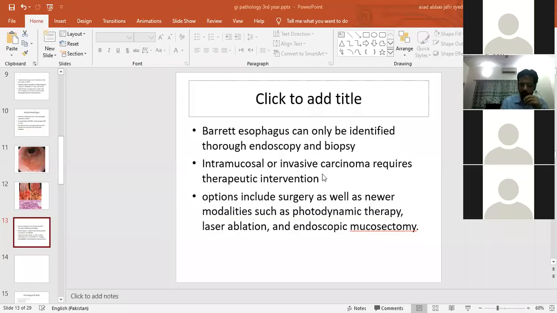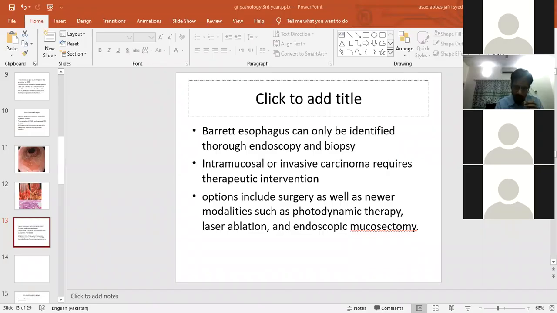So intramucosal or invasive carcinoma requires therapeutic intervention. Once we know that dysplasia arises, there is some debate, especially with high grade dysplasia, that we need to treat it, and there are techniques of removing the mucosa through photoablation or through mucosal dissection, where you strip off the mucosa and hope that the dysplasia or the problematic epithelium is taken care of.